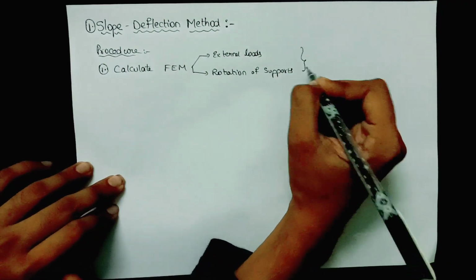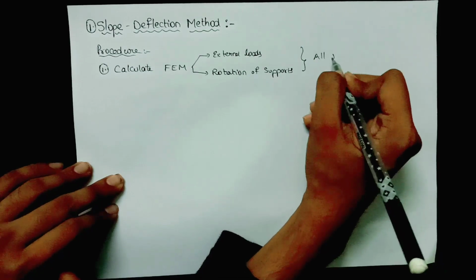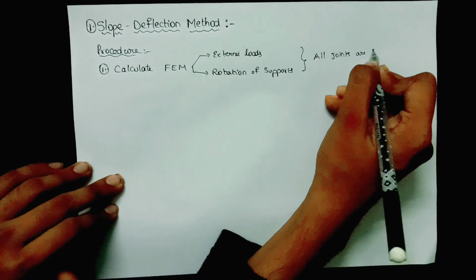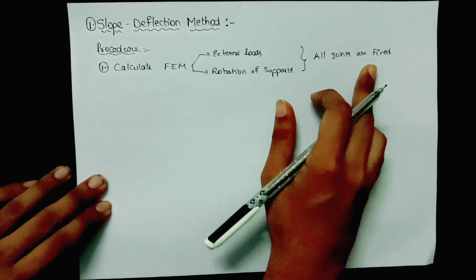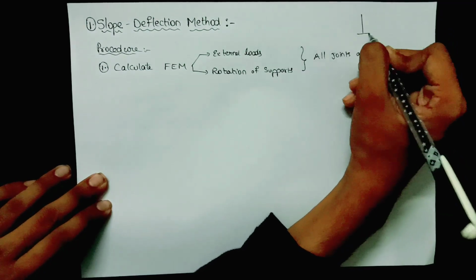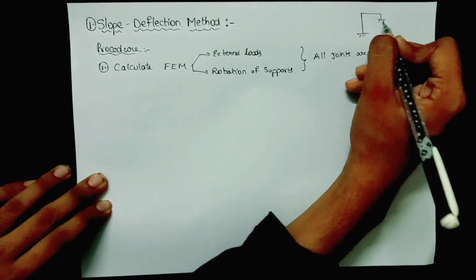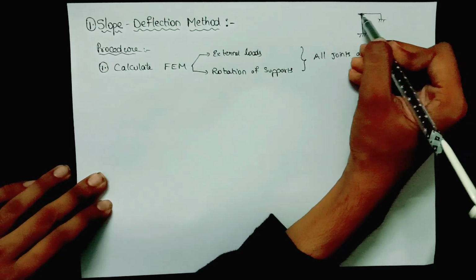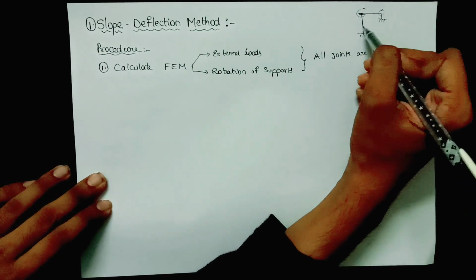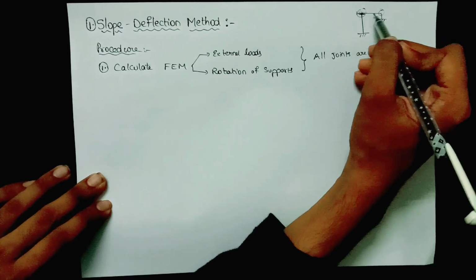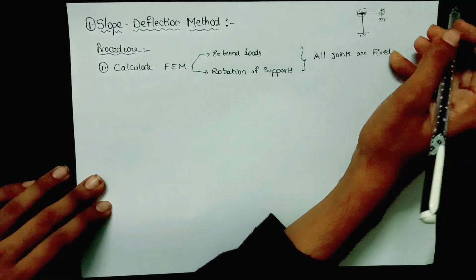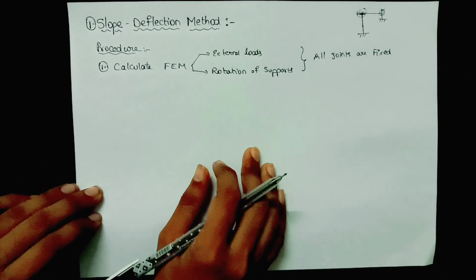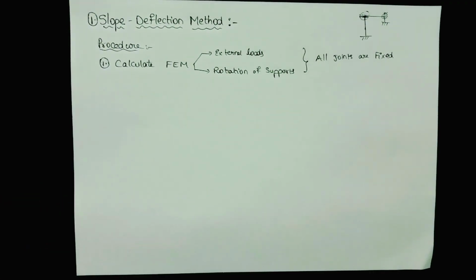In this particular step, the first assumption is that all joints are assumed to be fixed. For example, if I am having a frame like this, this is one joint and this is one joint. Now I have to assume that this is a fixed support and this is also a fixed support, so that each member will be like a fixed beam. Based on the loading condition, we can calculate the fixed end moments. I will show you the formulas for calculating the fixed end moments.